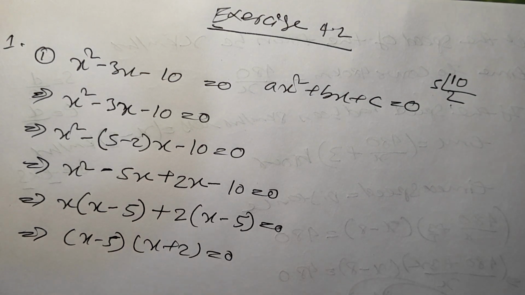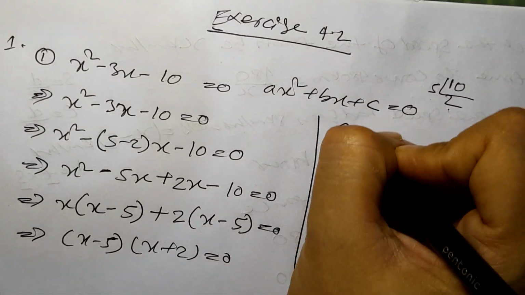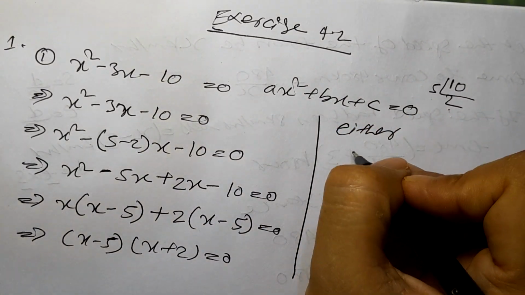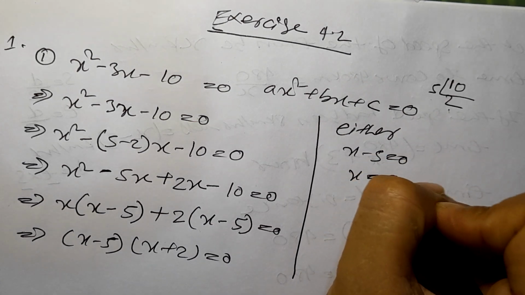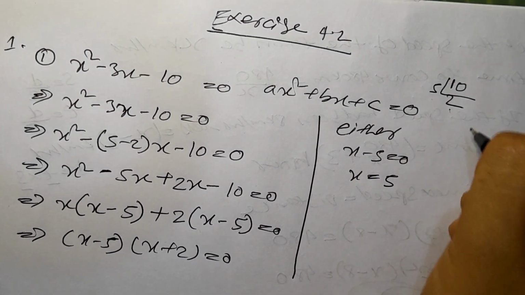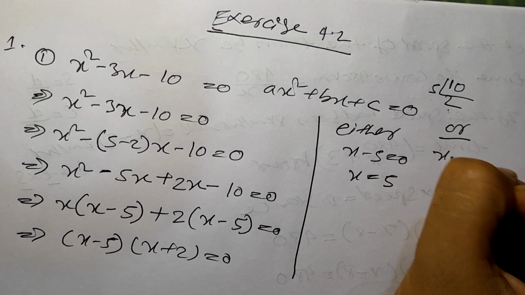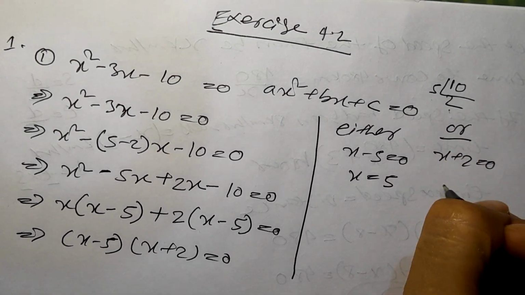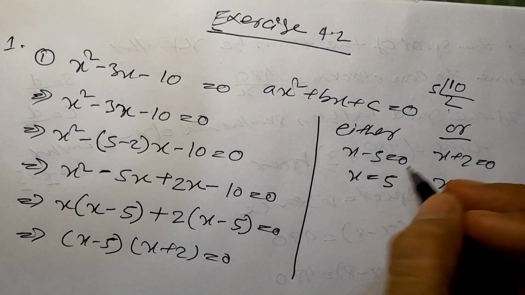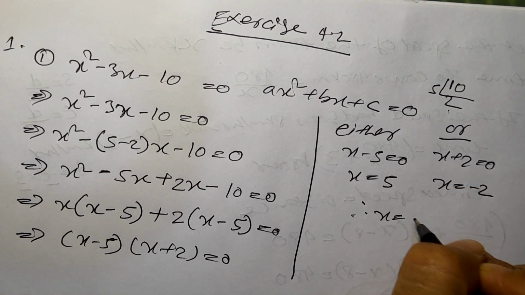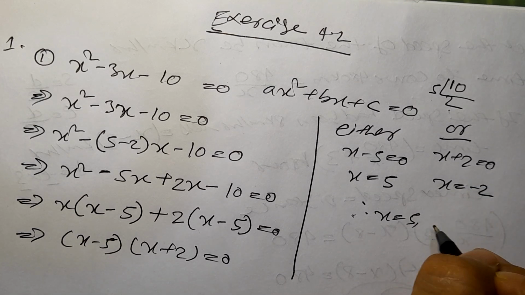Now either-or. x minus 5 is equal to 0, that is x equal to 5, or x plus 2 is equal to 0, so x equal to minus 2. So we got the values of x: x equal to 5 and x equal to minus 2.